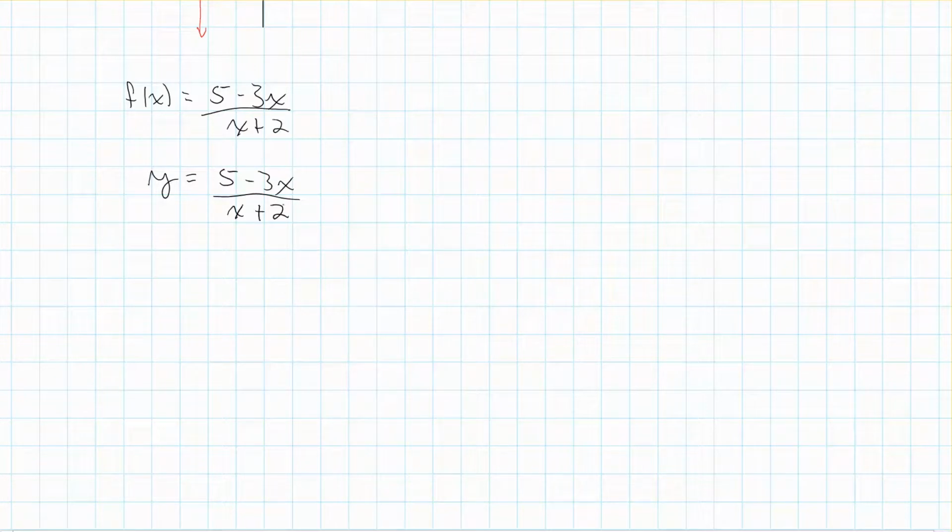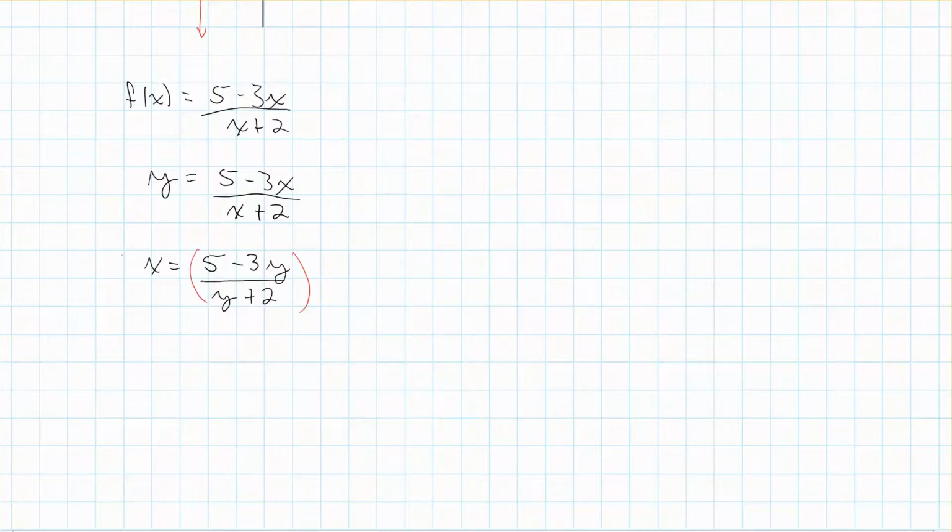Then we're going to swap x and y. What do we mean by swap x and y? Everywhere you see an x, you're going to put a y. Everywhere you see a y, you're going to put an x. So we'd have x is equal to 5 minus 3y over y plus 2. Then we need to solve for y.